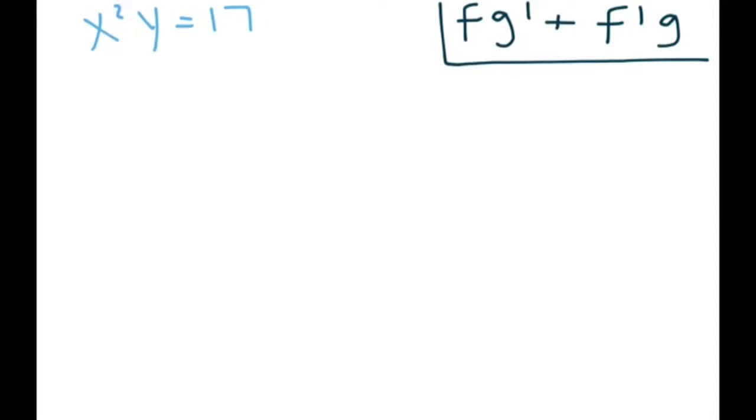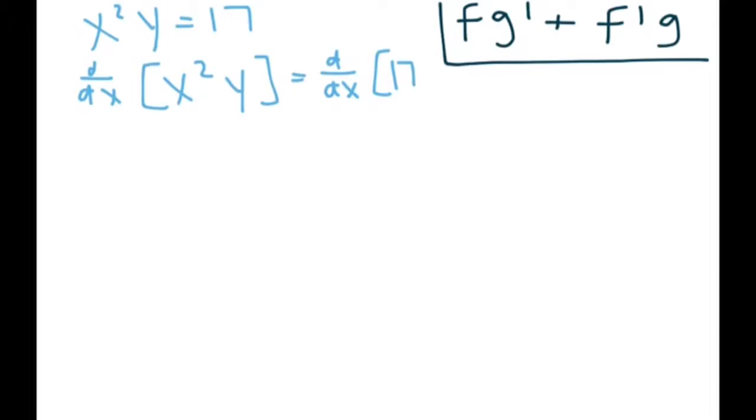Okay, so now a little harder. We're going to try and find the derivative of x squared y equals 17 using implicit differentiation. So again, you have to find the derivative of both sides. So d over dx of x squared y equals d over dx of 17. And since x squared and y are multiplied by each other, we have to use the product rule, which I have in the corner, which is f g prime plus f prime g.